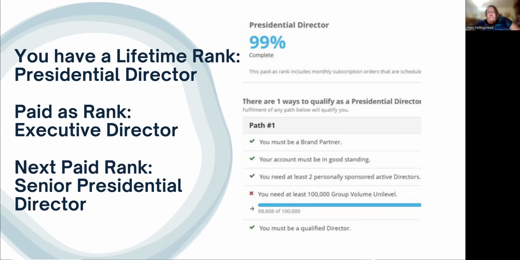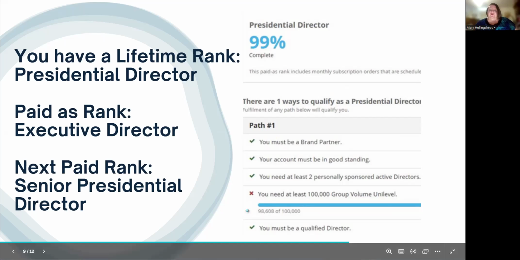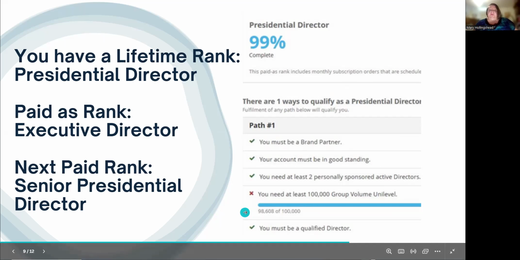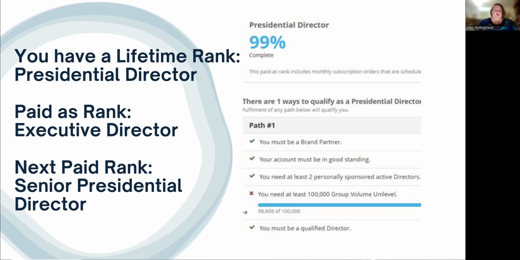So if we look on the right side, they are qualified as a brand partner. Their account must be in good standing. They need at least 2 personally sponsored active directors. They have that. Now they need 100,000 as group volume, and they have 98,608. So they're missing just a little bit of group volume for them to go back to presidential director and then start building up for senior presidential director.